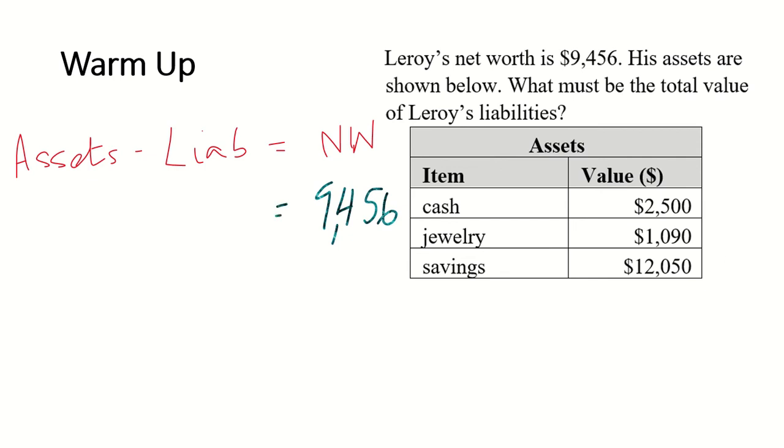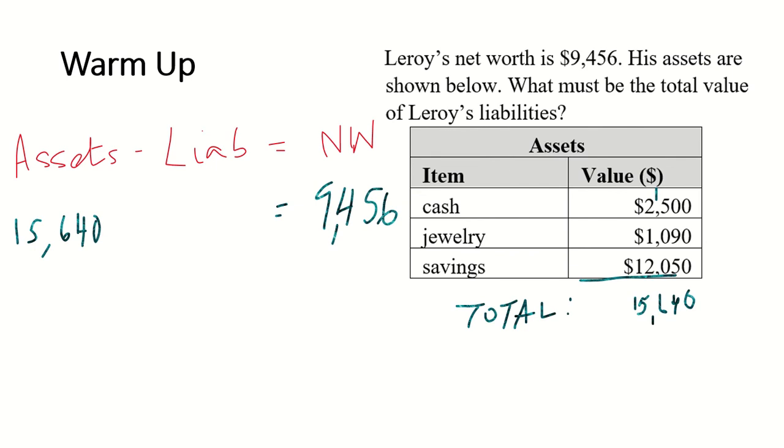And his assets are shown below. This is just a table of all his assets: cash, jewelry, and savings. So we could add all this and get his total assets. Okay, why don't we do that? So if I did that correct, that should be 15,640. That is the amount of all of his assets, 15,640.